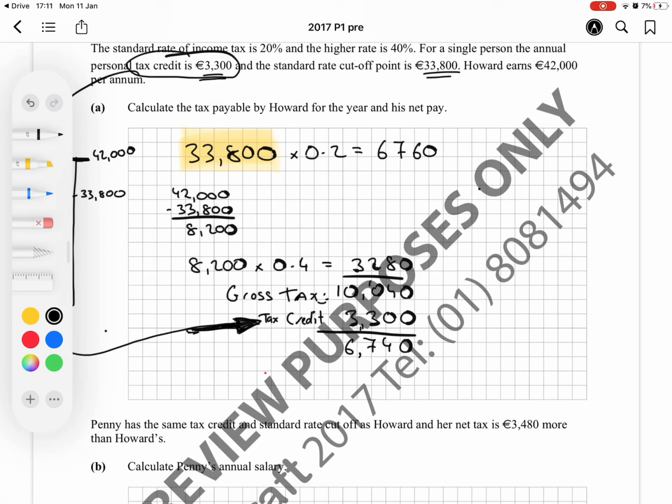And I say tax credit is money that the government feels you shouldn't have to pay off your gross tax. Okay, so that'll be question 10A. I'm going to pause.